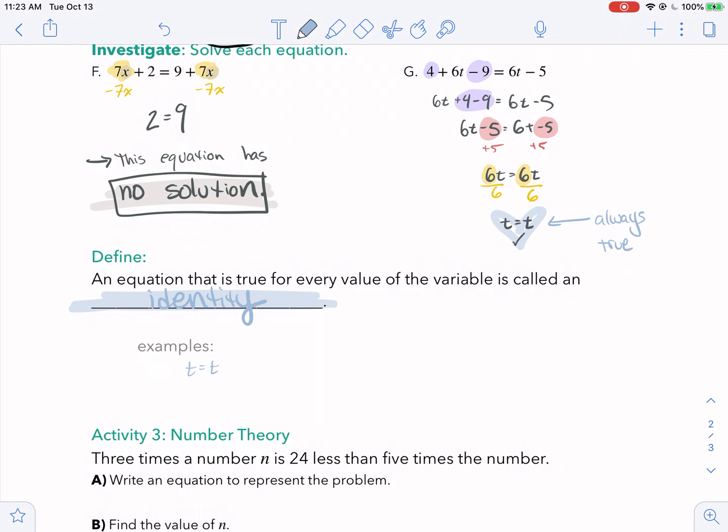Or 5 equals 5, that is always true. Or -8 equals -10 plus 2, that is always true. We call that an identity.